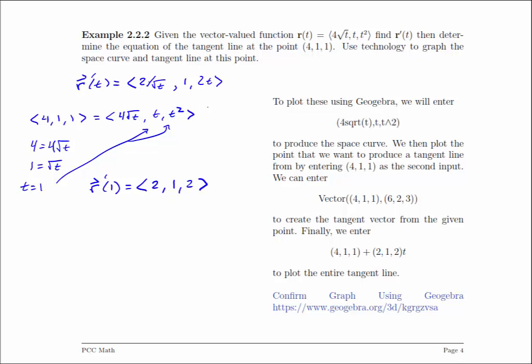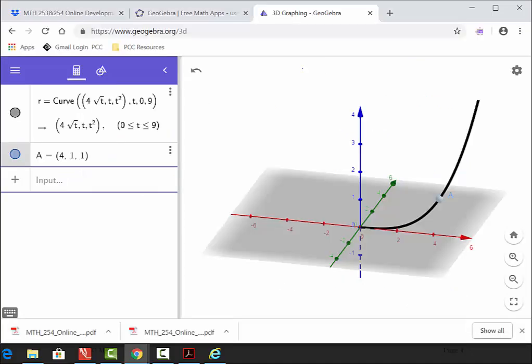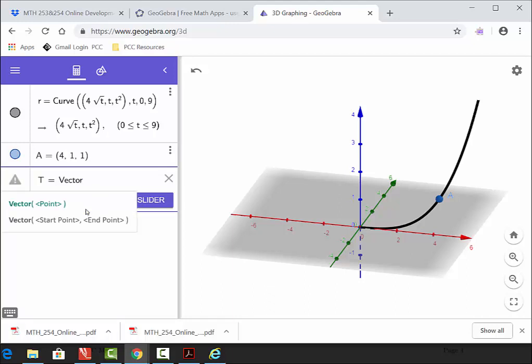So let's go ahead and do that real quick, and then we'll come back and we'll get the equation of the tangent line in a second, which is just going to be analogous to what we did in 2 dimensions, but we'll just get to see that in 3 now. So over here, I now want a vector, let's call it t, equals vector, and we want a start point and an end point.